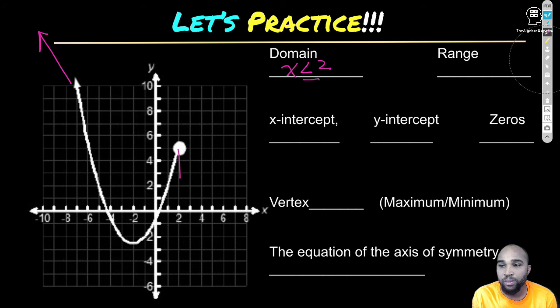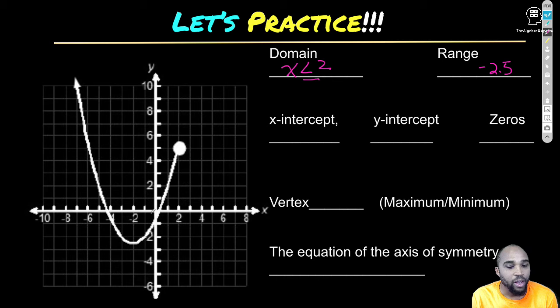Now I'm going to have to approximate here, right? They're not going to expect you to know the exact number, but they do want you to understand that this is negative 2, and this is a negative 3. So it's between negative 2 and negative 3. So I'm going to guess that it's negative 2.5.